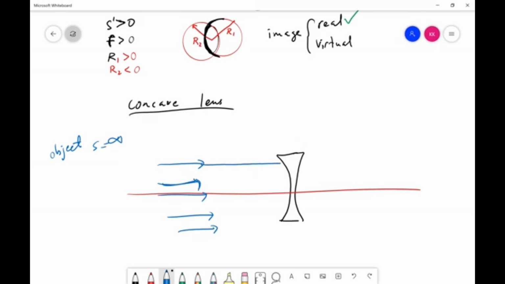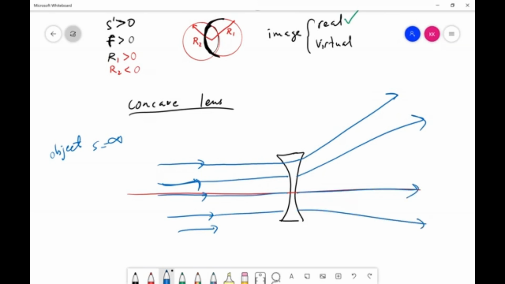All right, so this ray is going to come here, hit the lens, go into the lens, and then come out like this. This one is going to come in, hit the lens, and come out like that. This one will go like that. This one will go like this, and so on and so forth. So let's ignore this one for now. As you can see, the outgoing light will be diverging in the back of the lens.